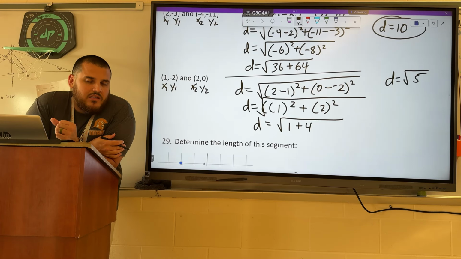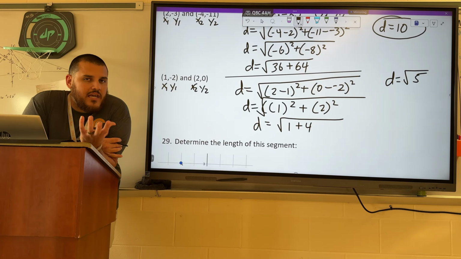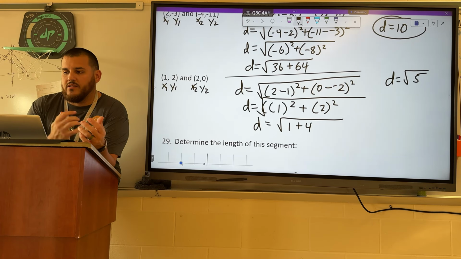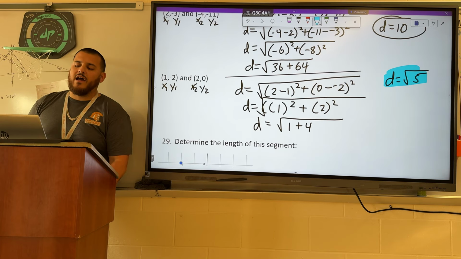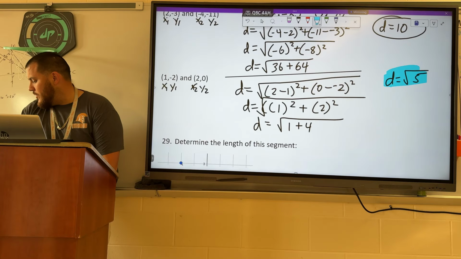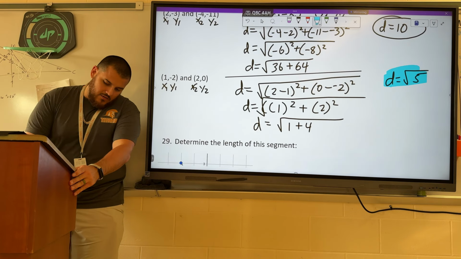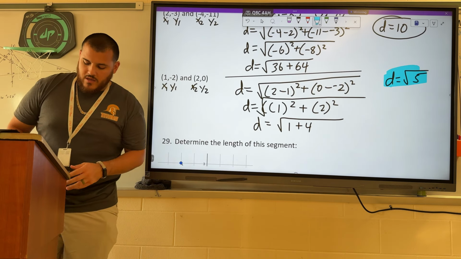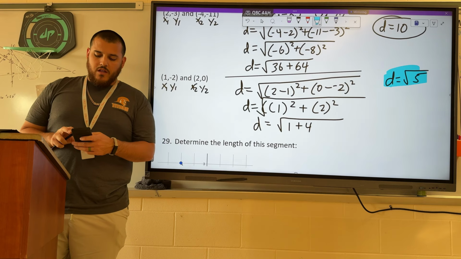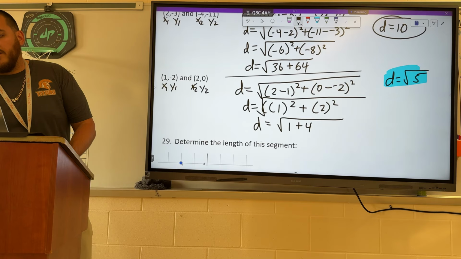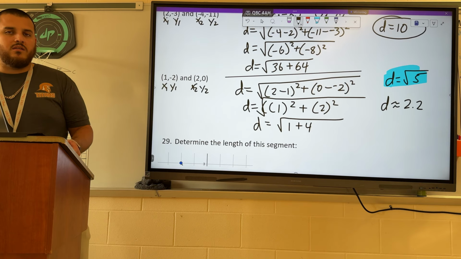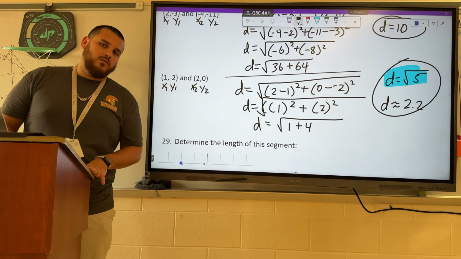And typically with distance formula, I like leaving answers exact, especially if we're only doing the distance formula. This is an exact answer. These points are the square root of 5 units apart from each other. If we needed a rounded value here, then we can do that and round to the nearest tenth, or we could follow any rounding directions that are given to us on any assessment. That would be about 2.2 if we're rounding to the nearest tenth here for those.